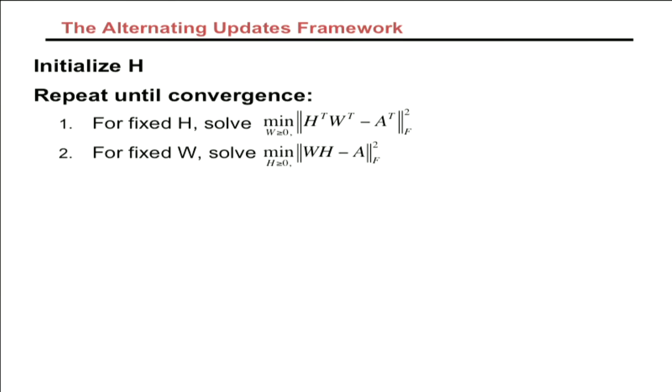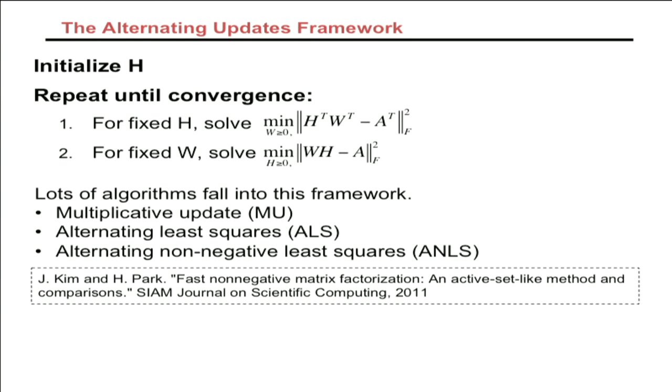So I need to solve for W. OK? And then now I found the W, use that W, and solve for H, and repeat. So fix one of them, solve for the other one. That's why it's called alternating updates. Many algorithms fall into this framework. The oldest algorithm on this probably is multiplicative update, and it actually falls into this framework.